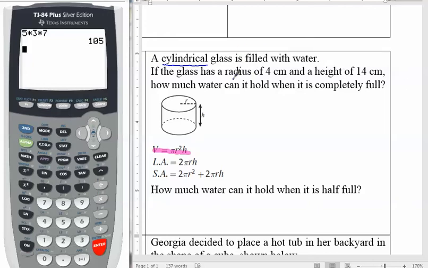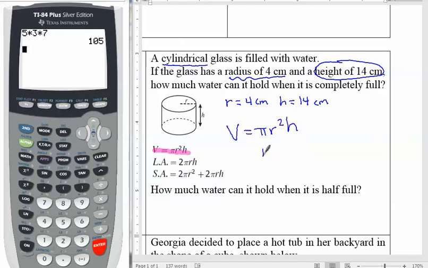If the glass has a radius of 4, so I know r equals 4, and a height of 14, and these are both centimeters, how much water can it hold when it's completely full? So let's look at that. I'm going to plug it into my formula. Volume equals pi r squared times h. I know that r is 4 and h is 14.